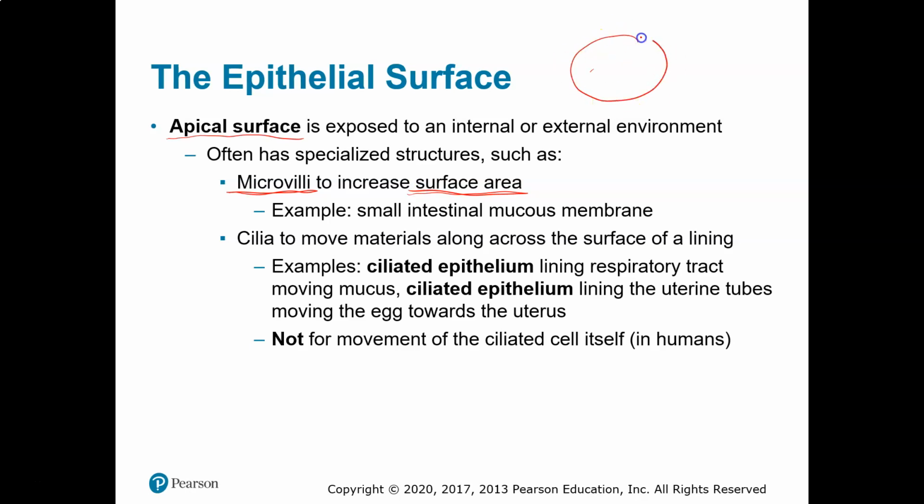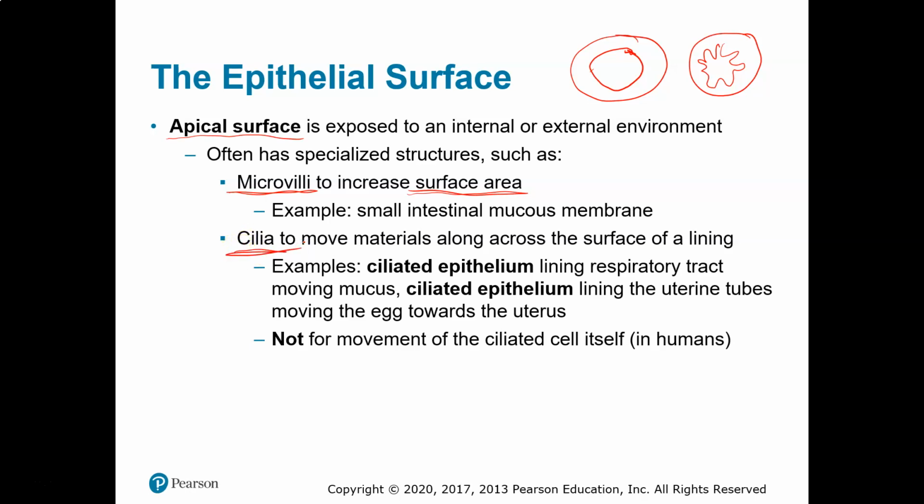if you do a cross section through the intestines, instead of being smooth, that lining is folded. And then within those folds are even more folds called microvilli. And the more folding you have in a membrane, the more surface area there is, so the more nutrients can be absorbed. Cilia can be attached to the apical surface.